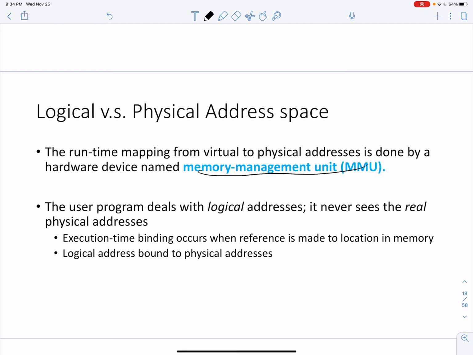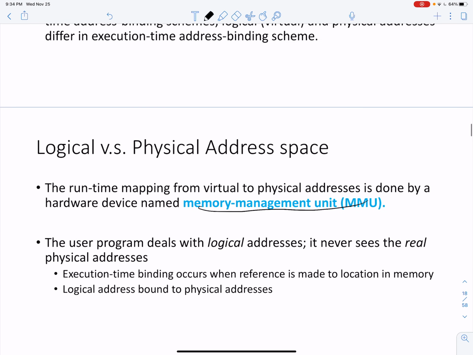A lot of times we need a translator to translate a virtual address, or logical address, to a physical address. The translator is named the memory management unit, or MMU. The MMU is a hardware device that can help us do that.